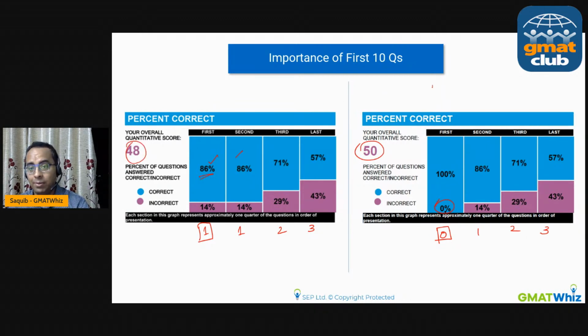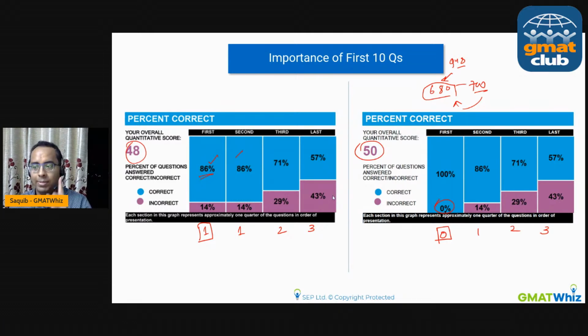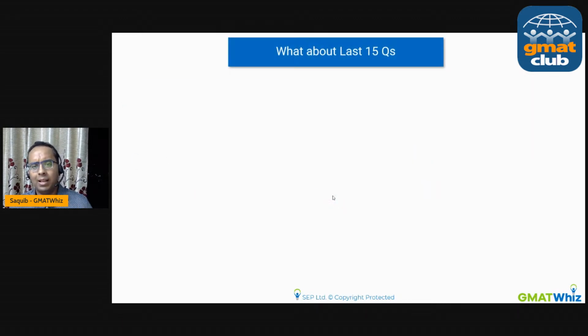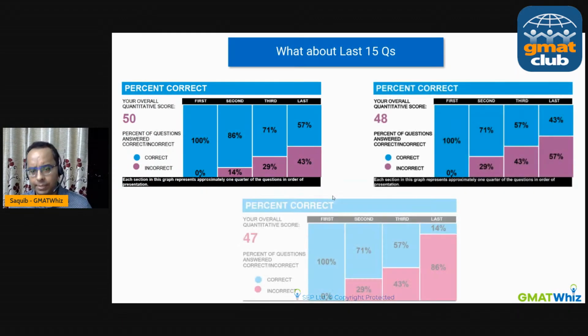And this could be a big difference between a 680 and a 700. A lot of people I know end up saying, hey, I ended up with a 680, I got a Q48 or a Q47, something like that. Why did this happen? Because of the first quarter. In Quant, the first 2 quarters play a huge role, especially the first, as you can see. One mistake and the score drops a lot. But the last 2 quarters again don't make a lot of difference.